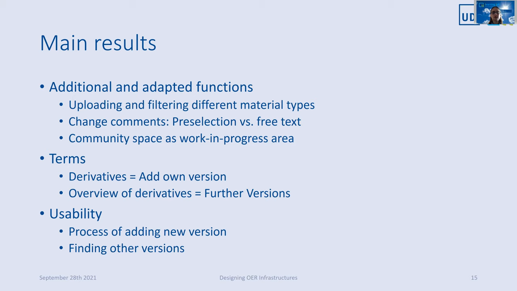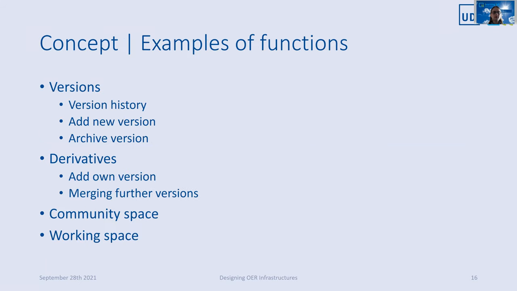We also asked for comprehensible terms and usability of processes. As we know, derivative is not a common term. We figured out suitable terms for replacing it, and creating a derivative we describe as add-on version and overview as further versions. The concept involves views and functions regarding to add, archive, and merge versions, as well as a community and a working space. And in the following slides, I will present some examples.